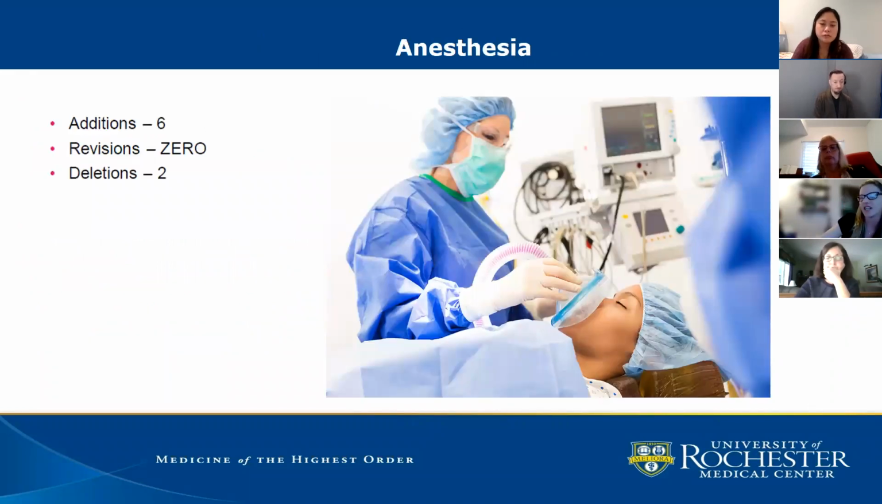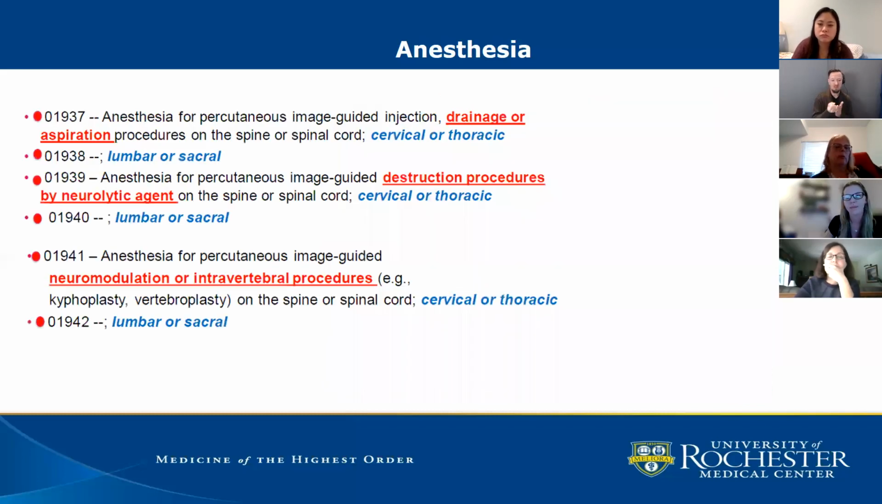Okay, now we're moving into anesthesia. So we had 6 codes that were added. We did not have any codes that were revised, and 2 codes were deleted. On this slide, we've got our 6 new codes. These codes all pretty much identify the type of surgical procedure being performed, whether it's a destruction procedure by a neurolytic agent, or drainage or aspiration. And then it further breaks them out by the site, whether it was cervical, thoracic, lumbar, or sacral.